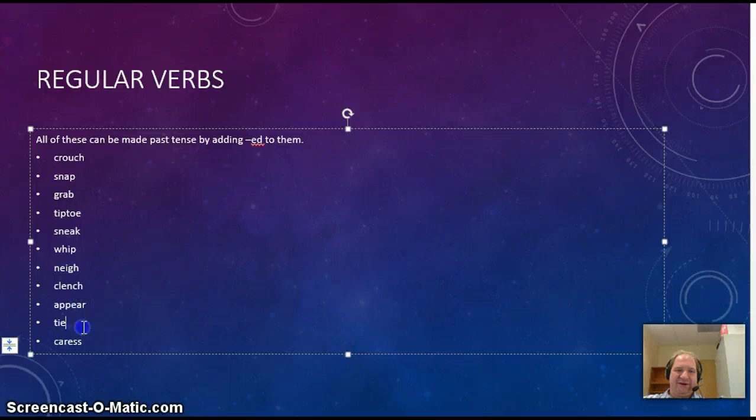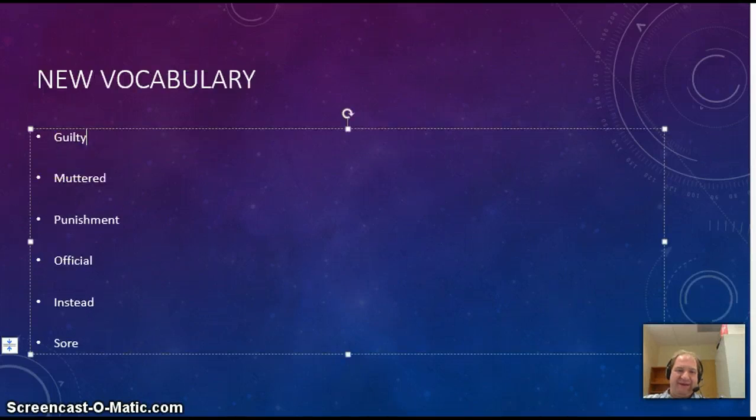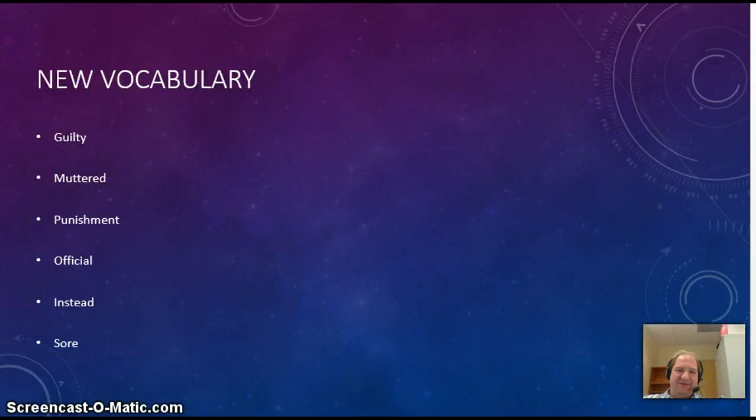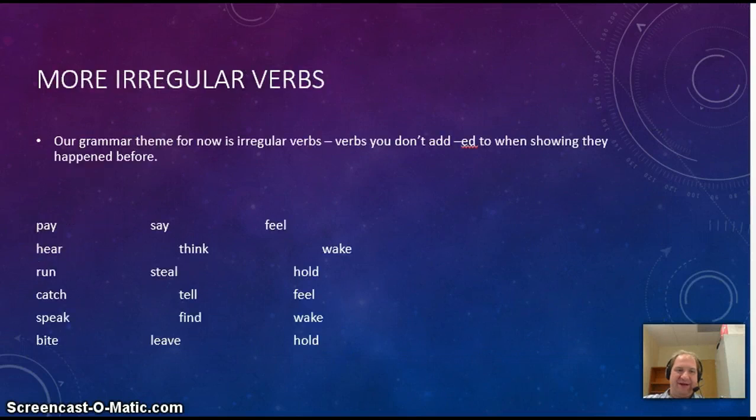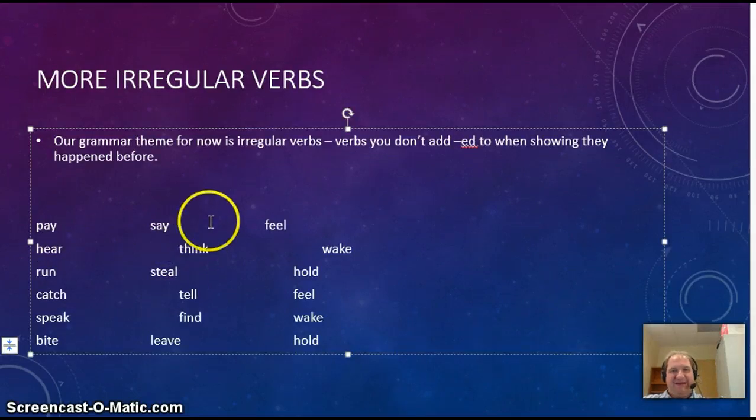Remember, regular verbs: we can make all these past tense by adding ed. We have some other new vocabulary here. The irregular ones. Yeah, here we are. Sorry, I missed that slide. I'll fix this real fast. I swear it was fixed when I set this up. Okay.